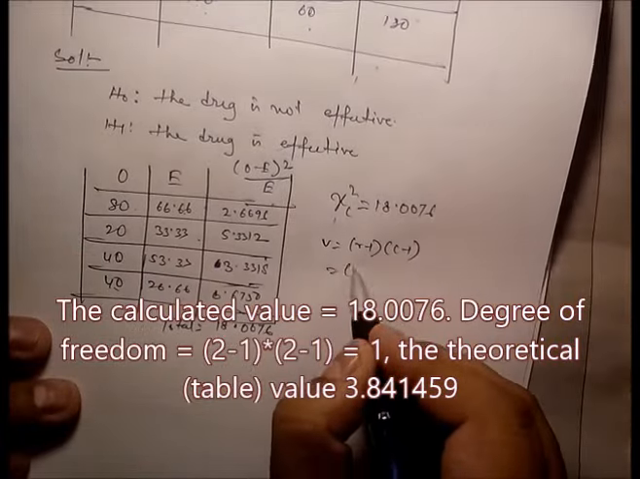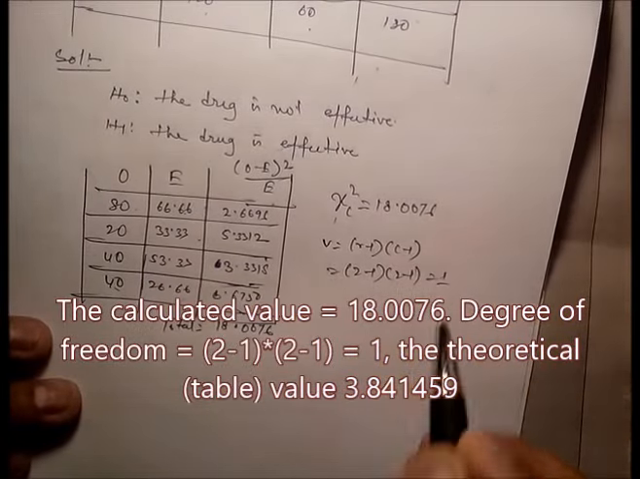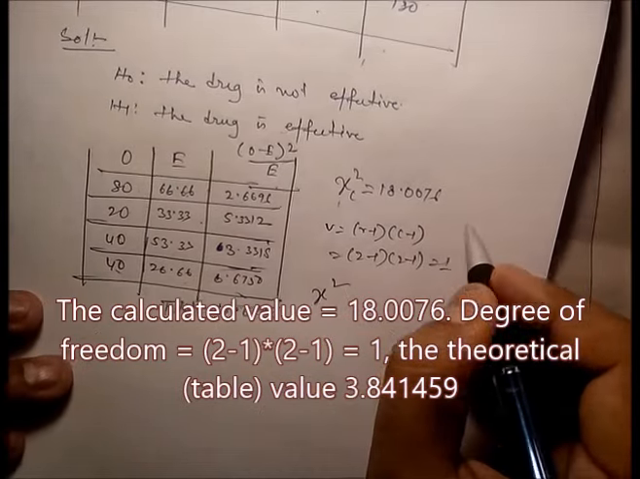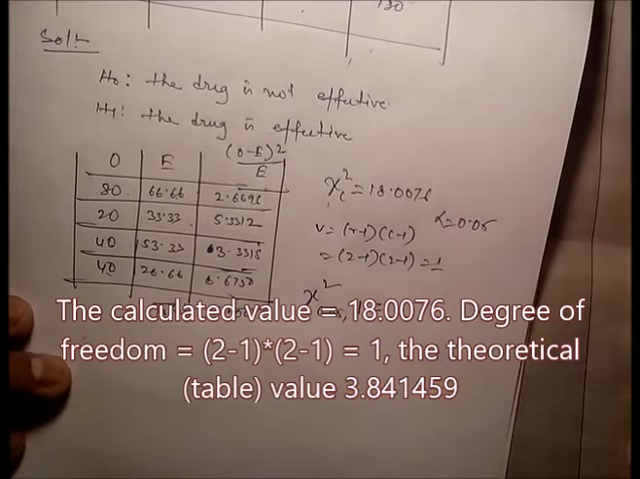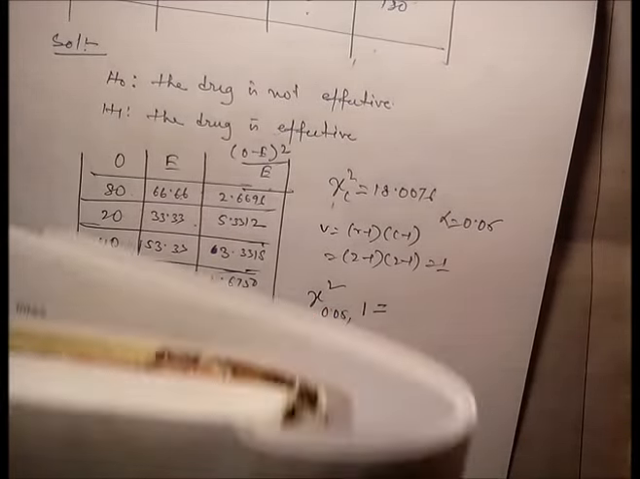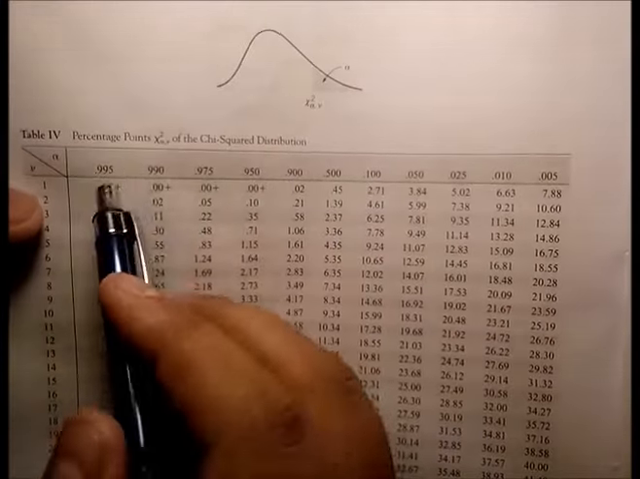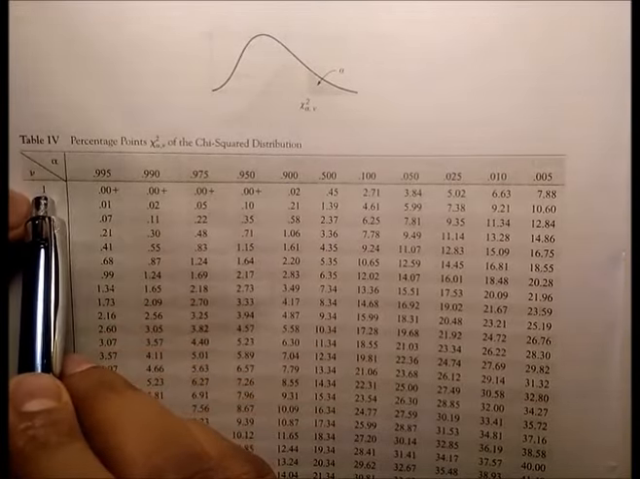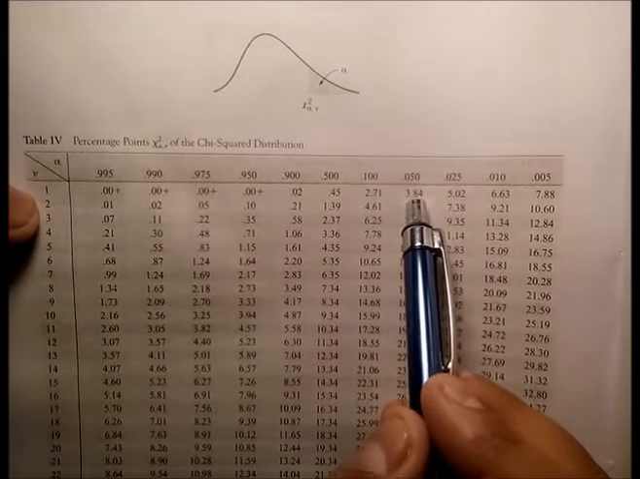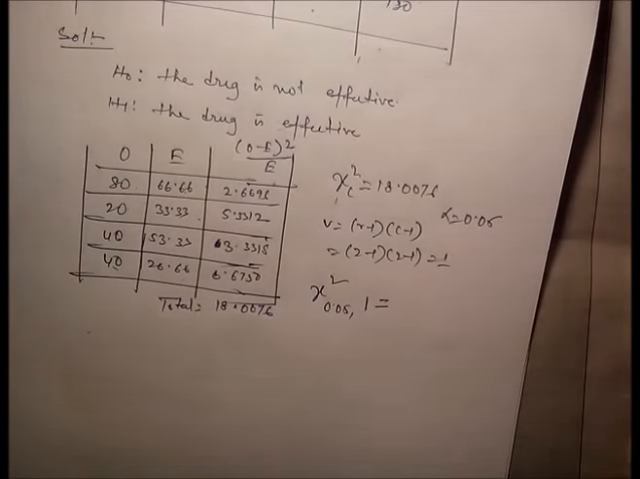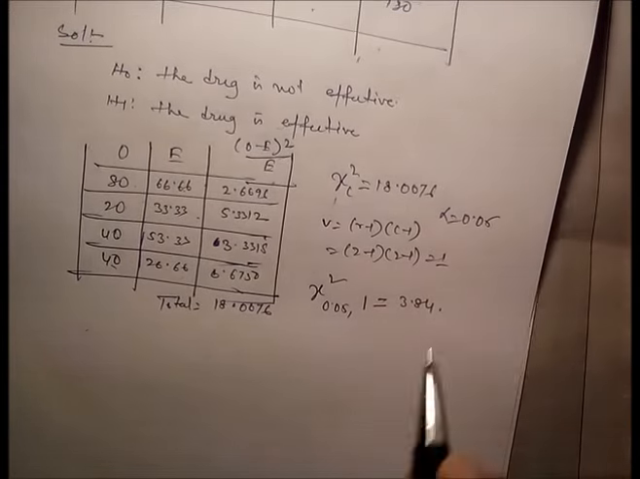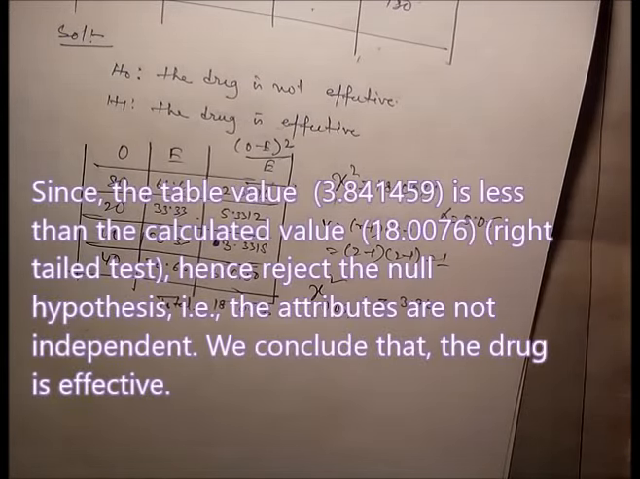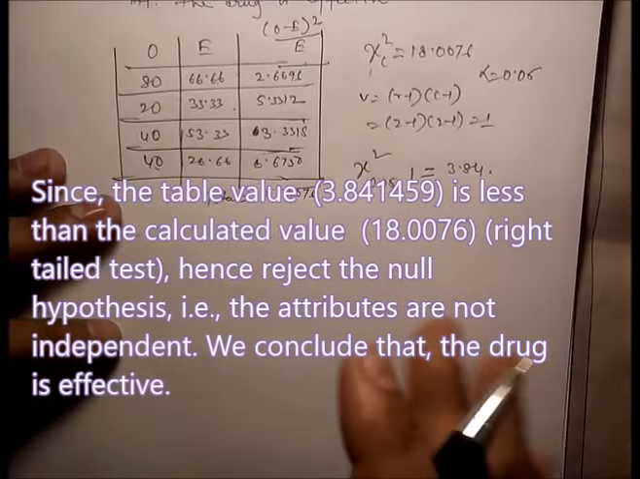Now the degree of freedom is (r minus 1) times (c minus 1). Number of rows is 2, number of columns is 2, so 2 minus 1 times 2 minus 1, that is 1. Alpha is equal to 0.05, so 0.05 with degree of freedom 1, and the table value is 3.84. So the theoretical or table value is 3.84.